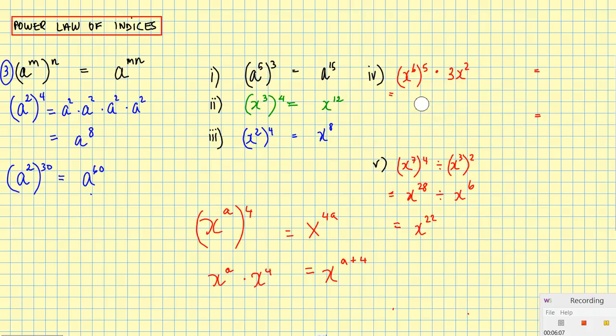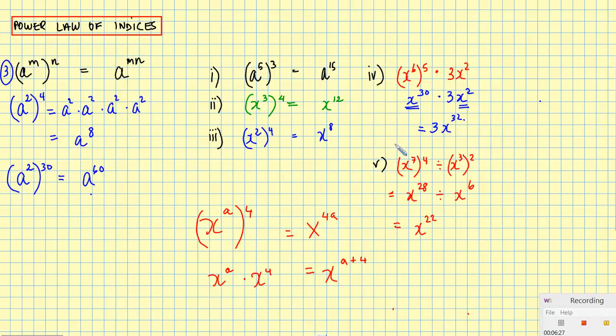3x squared. Well, I'm going to start that question by doing x to the power of 30, and then that gets multiplied by 3x squared. Now, the bases are the same. It's x and x, so it's 30 plus 2 will go to x to the power of 32, and then from there it will go to 3x to the power of 32.